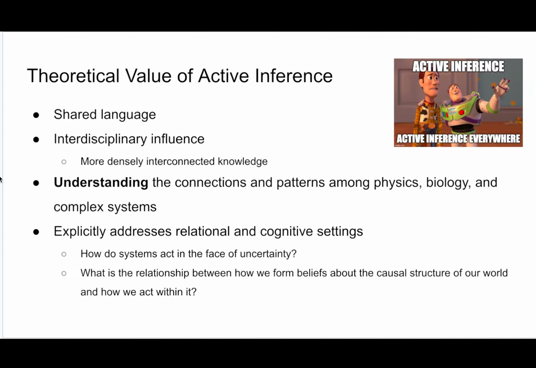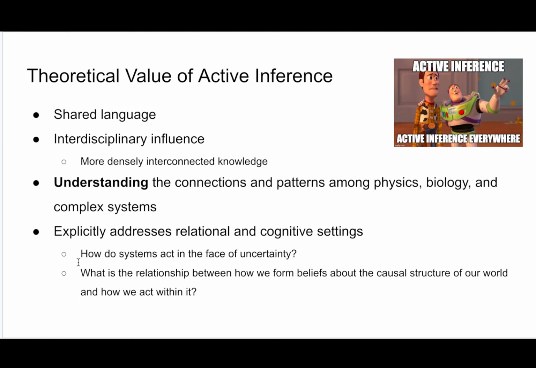Again, to emphasize from the first slide the motivation of active inference, and why this shared language and interdisciplinary influence is valuable, is to understand the connections and patterns among physics, biology, and complex systems in general. And of course, other disciplines are included in this as well. I mentioned psychology, but we can also think about economics or genetics and many other subjects. Lastly, active inference explicitly addresses relational and cognitive settings.